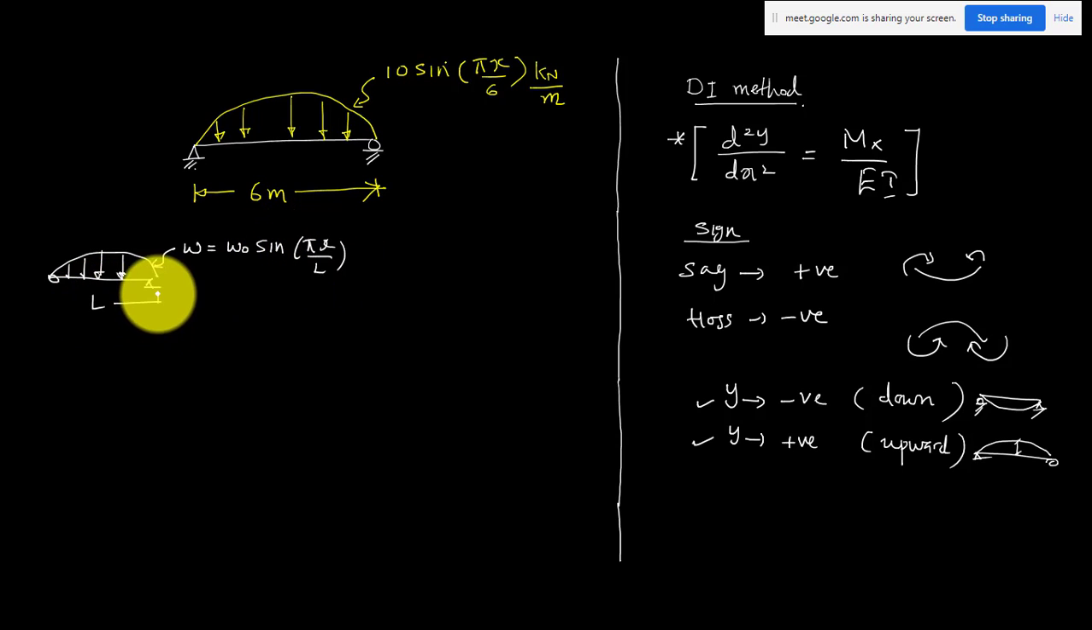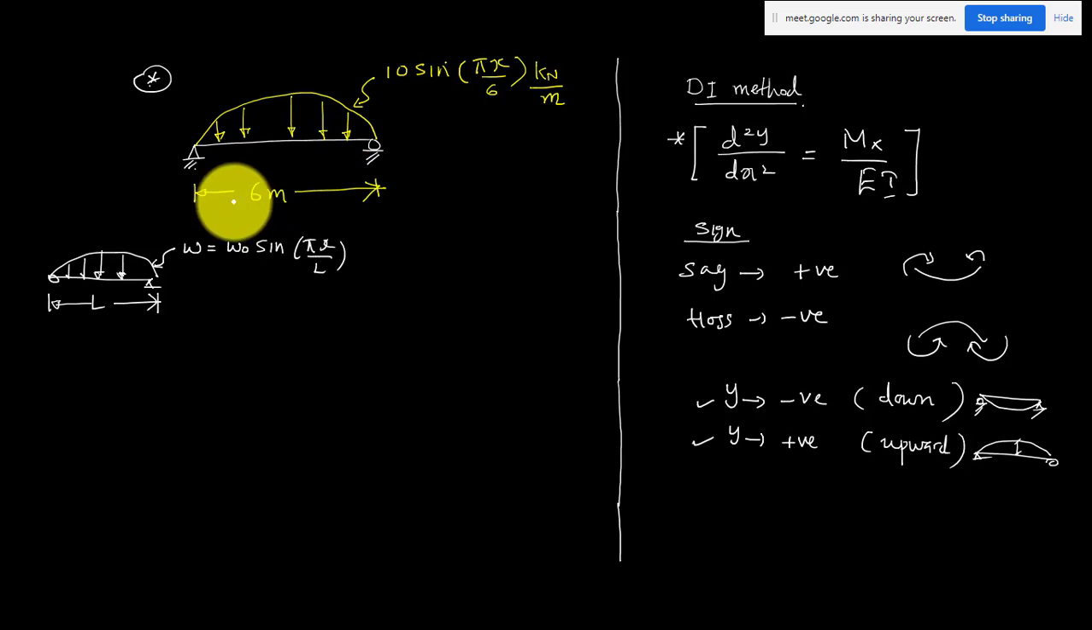L is the span of the beam. If you have such a loading condition, you cannot use any other method, like the moment area method or the conjugate beam method. That will be very difficult. So in that case, you have to go for the double integration method. Suppose this is the problem given.